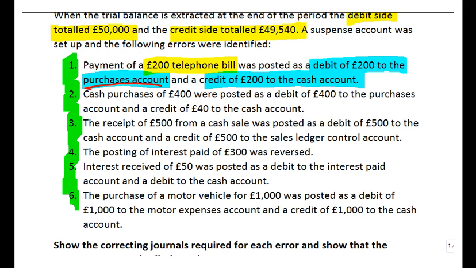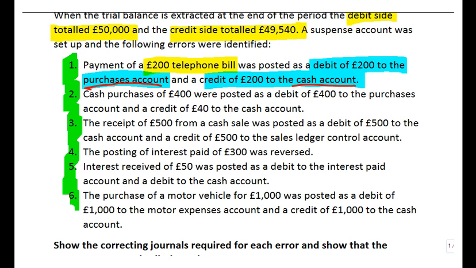The credit, on the other hand, is going to the cash account. I think that's okay because if you're paying money out of your bank account, it doesn't matter if it's for a telephone bill or for purchases or for anything else. If you're paying money out, that's reducing your cash and we would be therefore crediting the cash account. So I think the error here is that they've debited the wrong account. They've debited the purchase account rather than the telephone account.